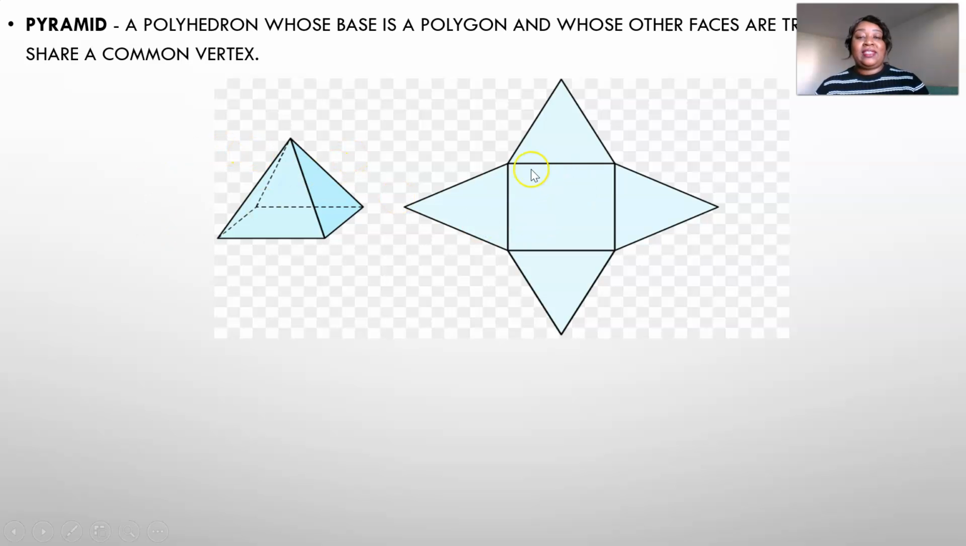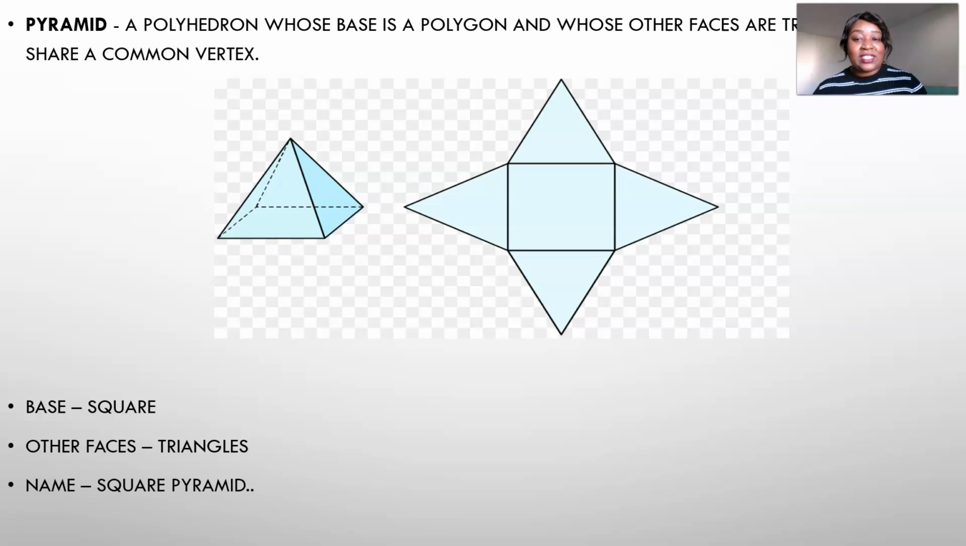So the base is the shape that is at the bottom. What shape is at the bottom? If it is a square or a rectangle, we name this pyramid based on the base of the shape. So it has a base that is a square, and then other faces are triangles. So we call it a square pyramid. We name it after the base. The base is a square, so it is called a square pyramid.